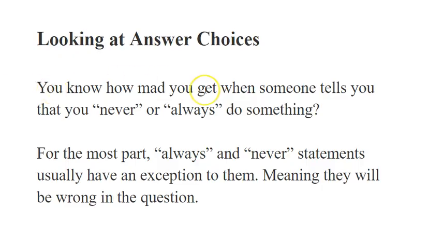So for the most part, whenever you see those always and never statements, there's usually some kind of an exception to them, meaning it's going to be wrong. So just make sure you see those, put a red flag in your head, and really discriminate against that answer.